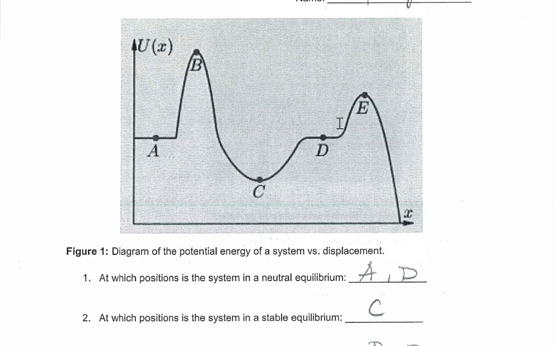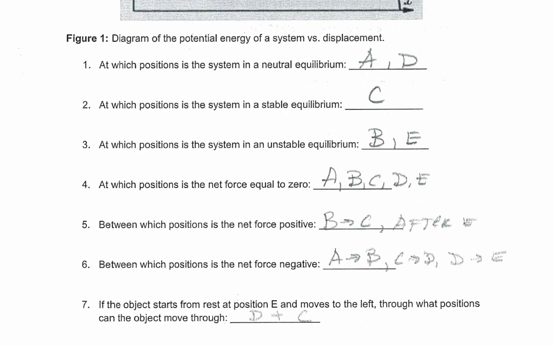So that means it can travel through positions D and C, and then it'll travel up to about right here, at the same height. Then, of course, it will go back downwards and come back up, and it'll oscillate back and forth between these two, assuming that there are no non-conservative forces. Now let's put this into our practical applications then.